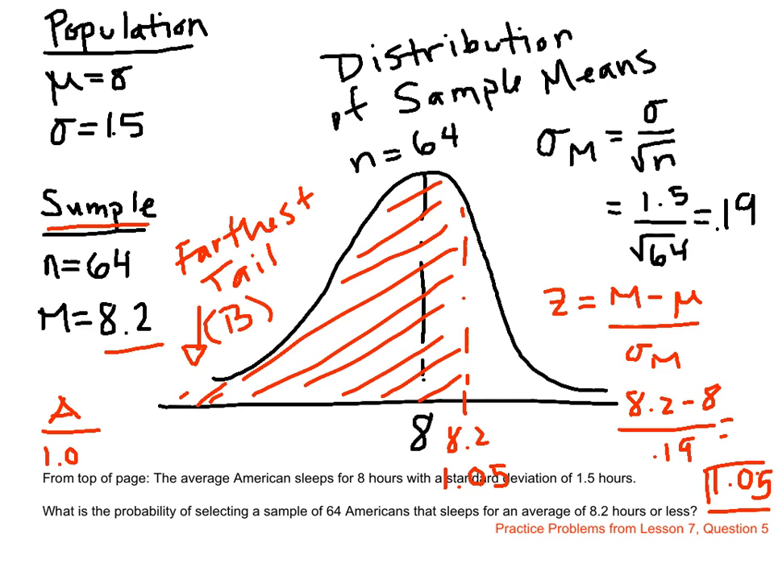And so z-scores I can figure out in column A. So I have 1.05, and I'm going to cross-reference it to its column B. And column B tells me that it is 0.8531, or in other words, 85.31%. So from this point to the end, I am covering 85.3%. And so the probability of selecting a sample of 64 Americans that sleeps for an average of 8.2 hours or less is 85.31%.